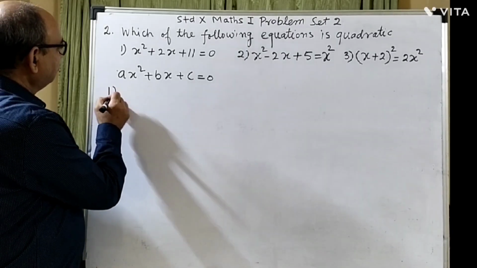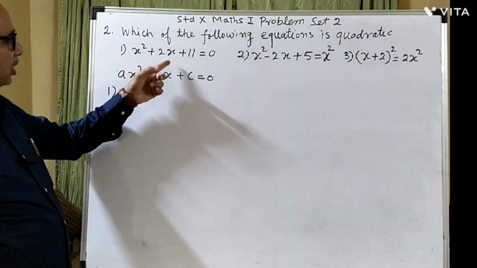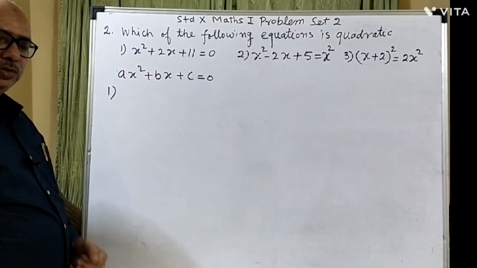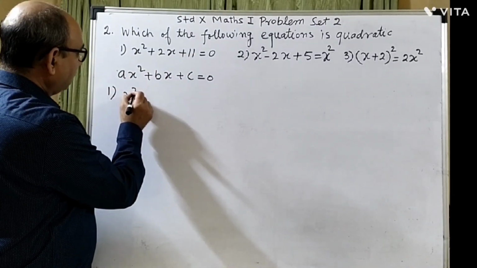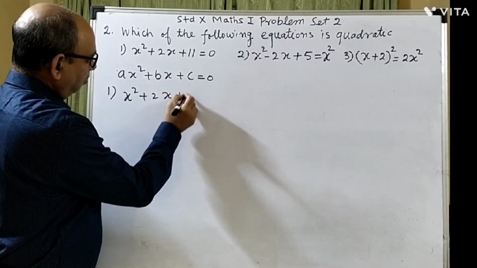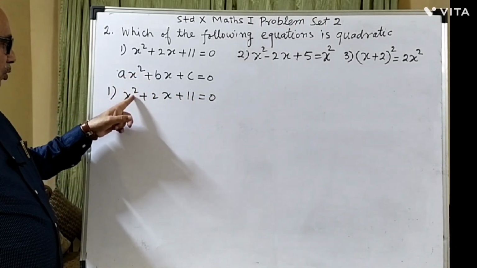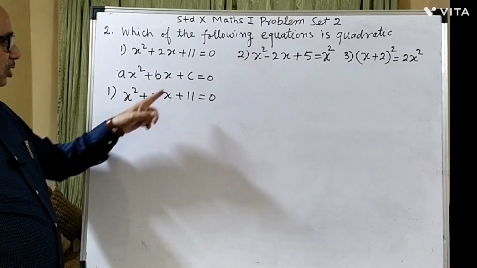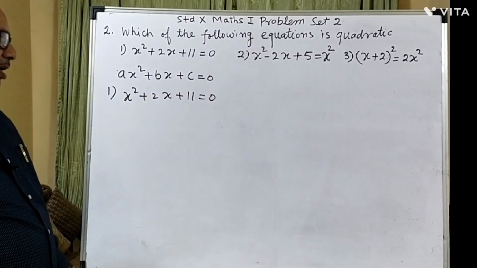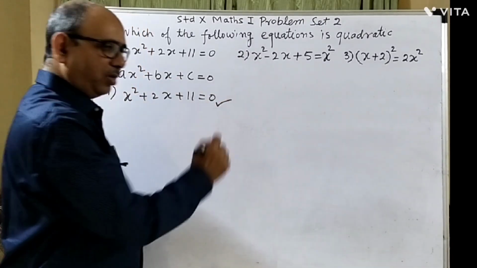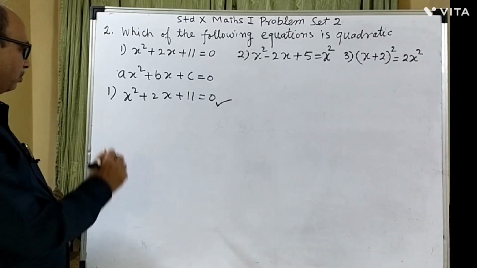Let's check the first one. x square plus 2x plus 11 is equal to 0. The highest power of the x is 2, value of a is 1, b is 2, c is equal to 11. It satisfies the conditions and it is a quadratic equation.